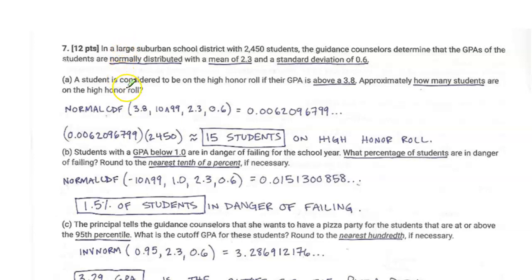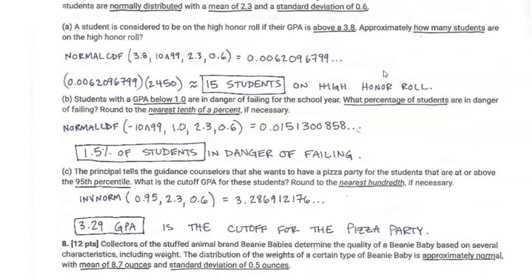Question number 7. A large suburban school district with 2,450 students, that's a lot. That's like the high school that I went to. The guidance counselors say the GPAs are normally distributed, mean of 2.3, standard deviation of 0.6. This is a calculator question. Oh, thank God for calculator questions.